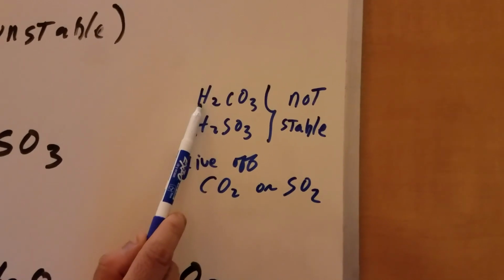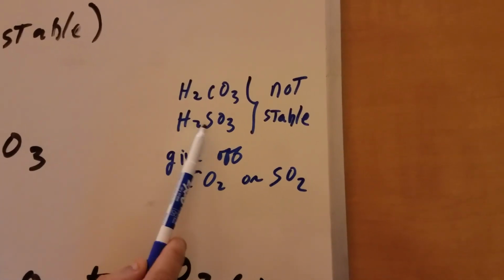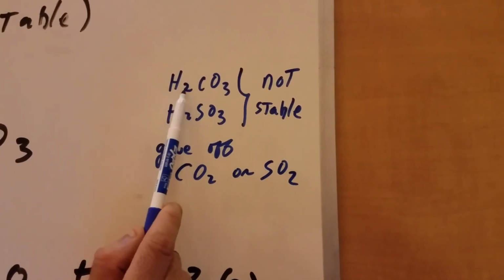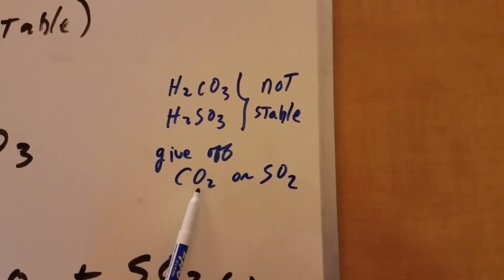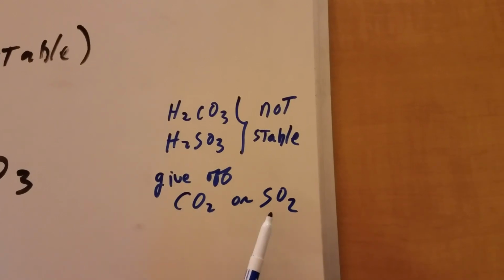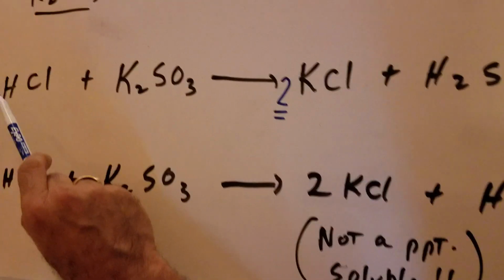If you ever form H2CO3 or H2SO3, they're not stable. The H2CO3 is going to break down into water and CO2, and H2SO3 breaks down into water and SO2. So taking that... Thank you, Dr. Romano, I see that.